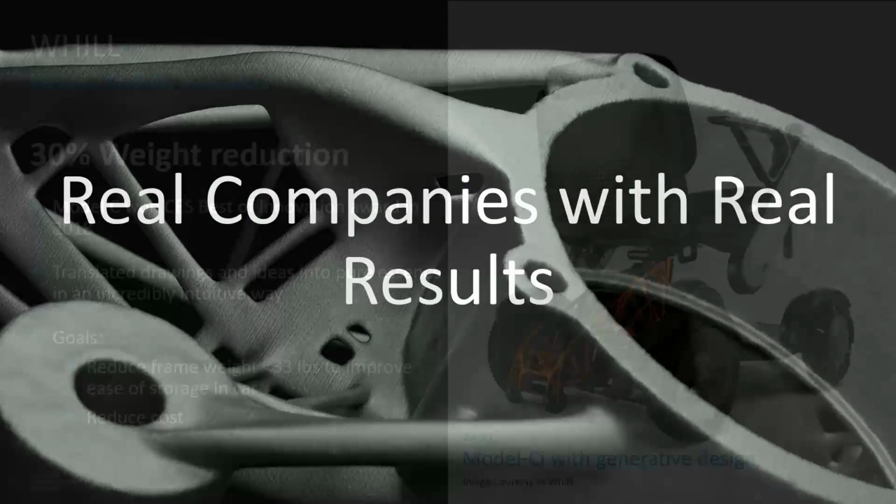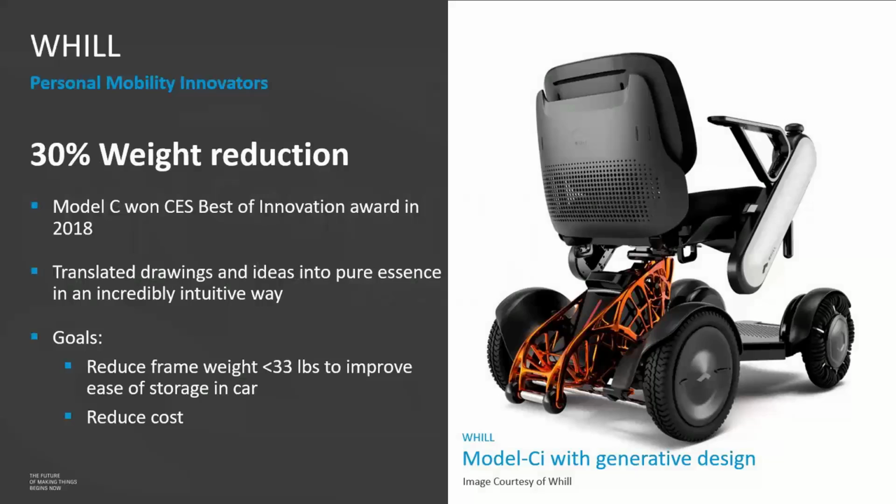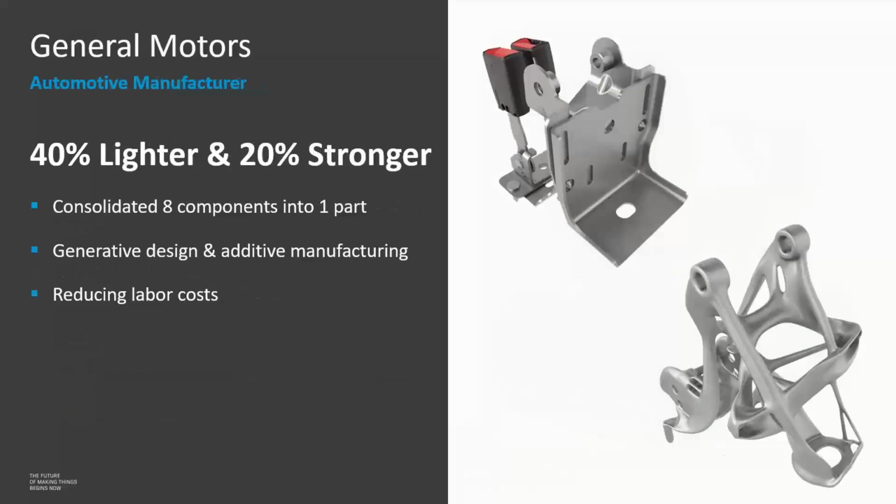So real companies are using this. This company, Wheel, used it to create the frame for these motorized wheelchairs. You can see that they were able to get a 30% weight reduction, which, with people picking them up and loading them in vehicles, is fairly significant for the chassis.